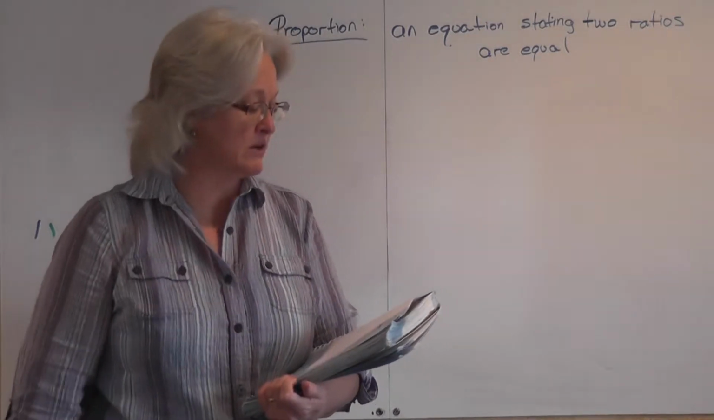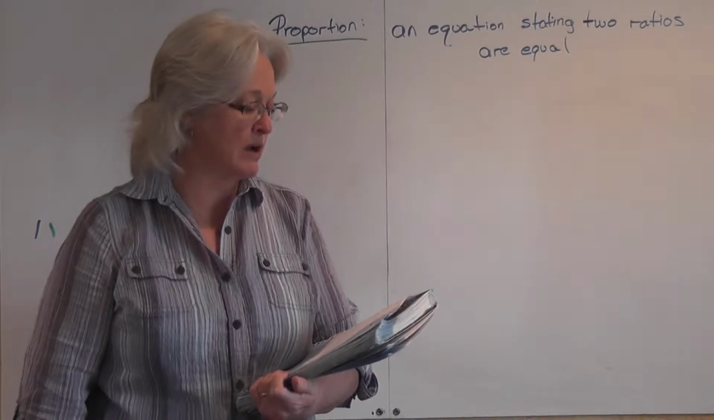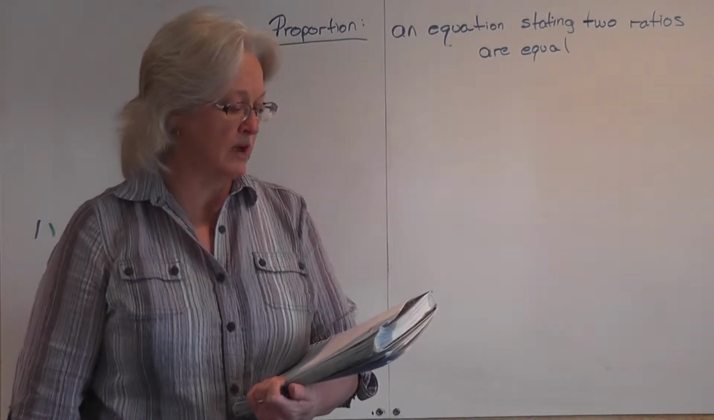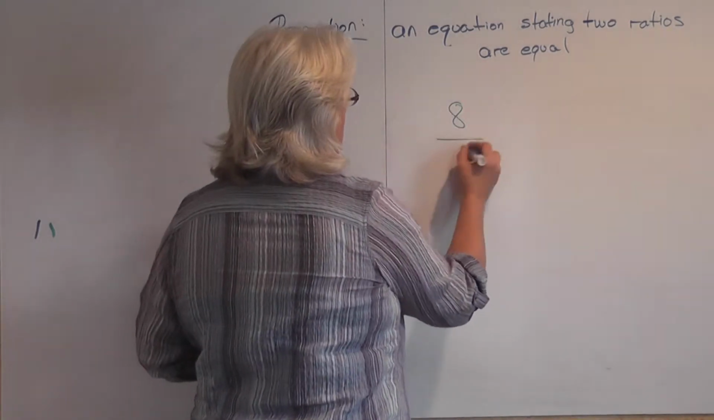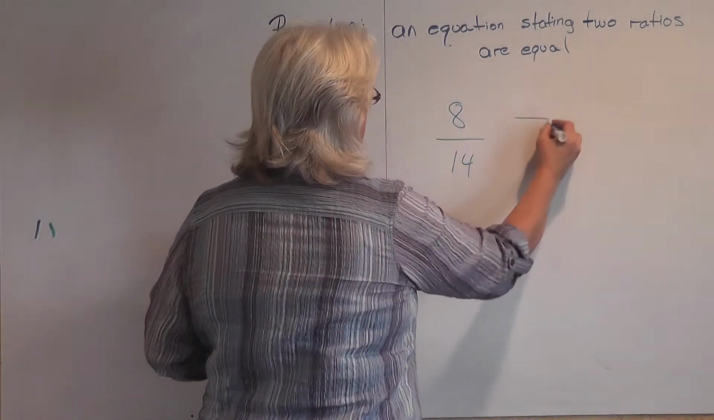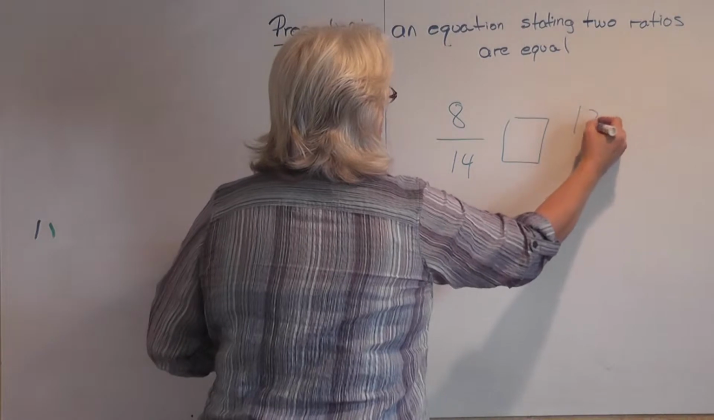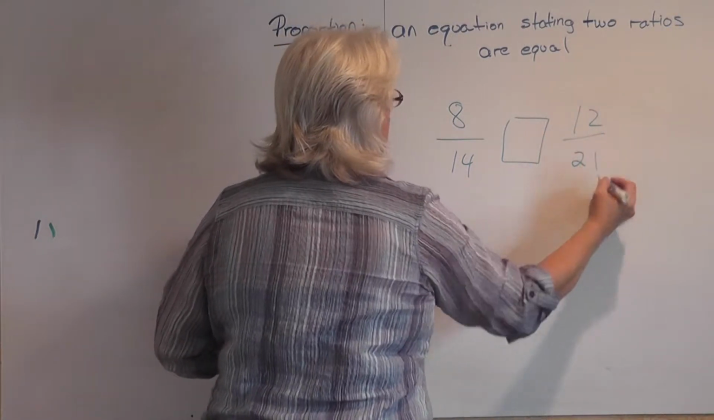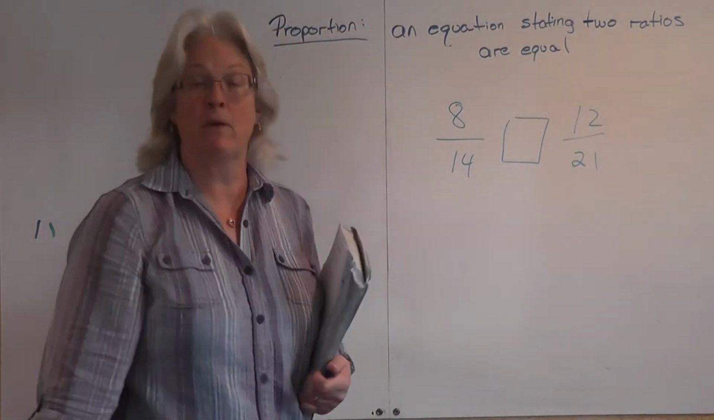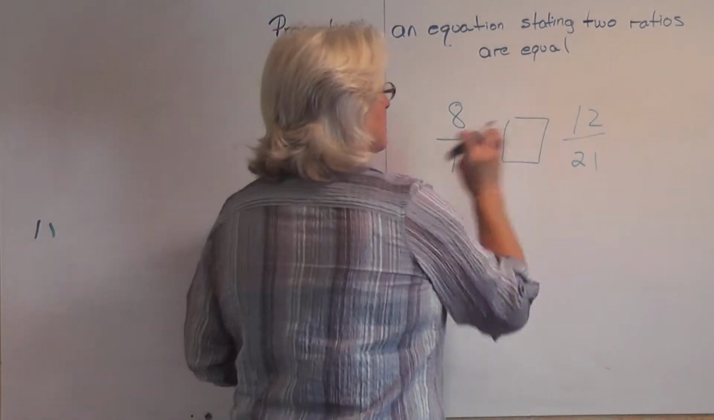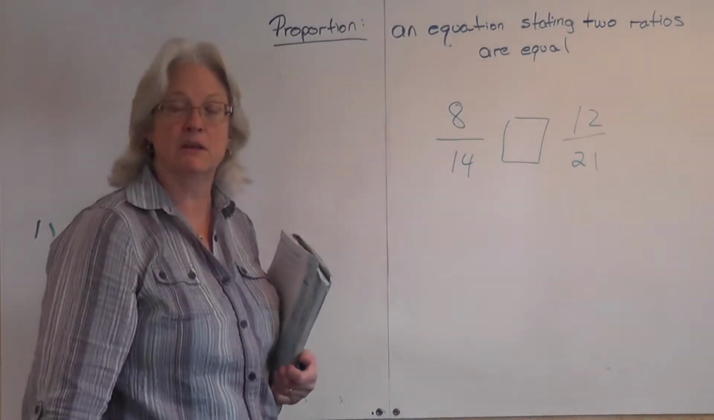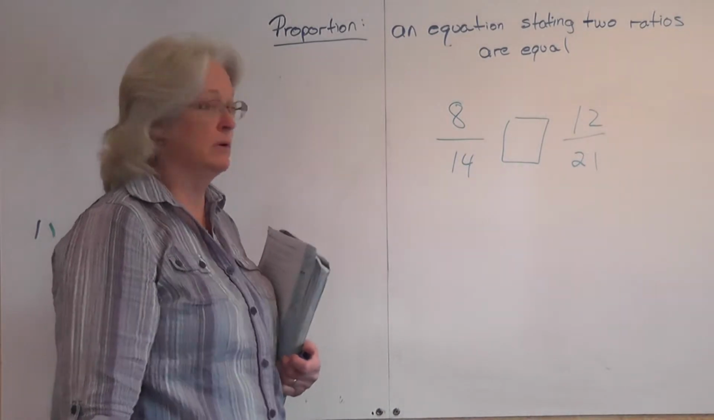Before we do that, let's go ahead and use cross multiplication to write equals or not equals for 8 over 14, 12 over 21. They want us to use cross products to say what symbol goes in there. Is it equal to or not equal to?